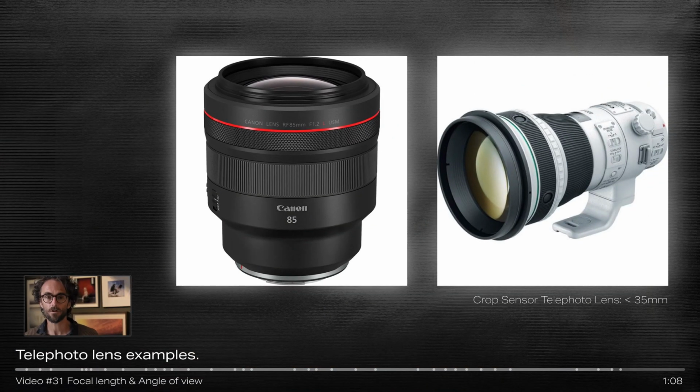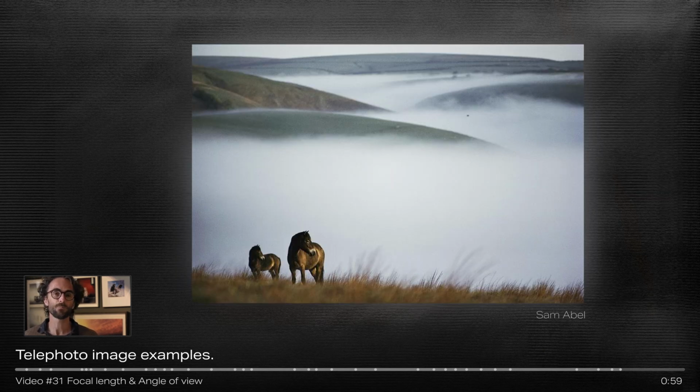Here we have two crop sensor telephoto lenses with focal lengths of 56mm and 200mm respectively. In our first image example by Sam Abel, we can see that the scene looks like an extract from a much wider landscape, and the characteristic compression or stacking together of distant elements is quite evident towards the top of the frame, where the hills in the distance appear to be quite close together.